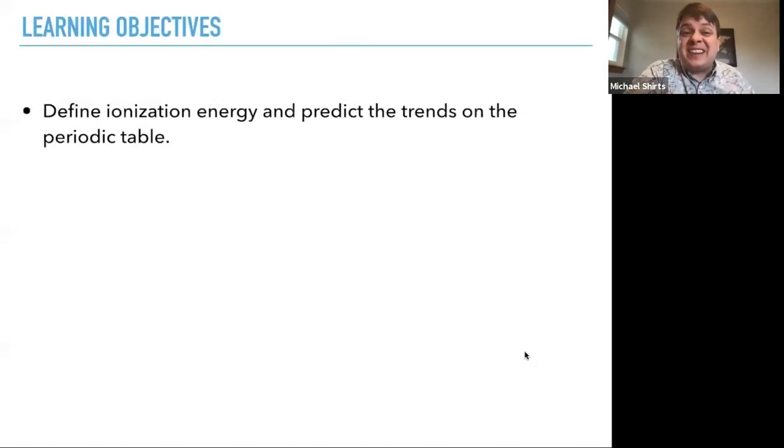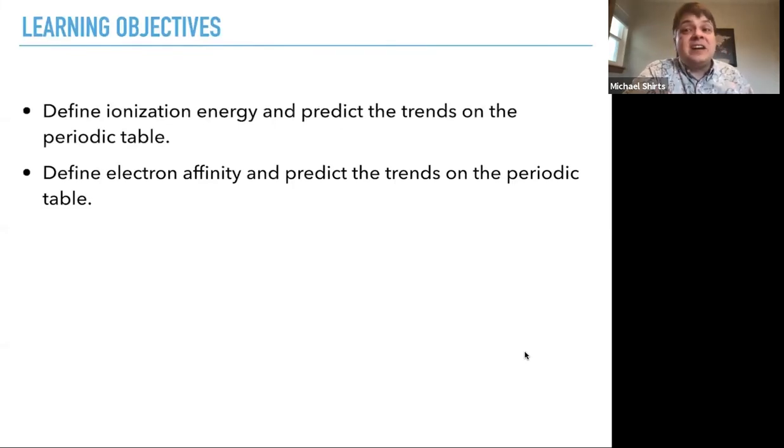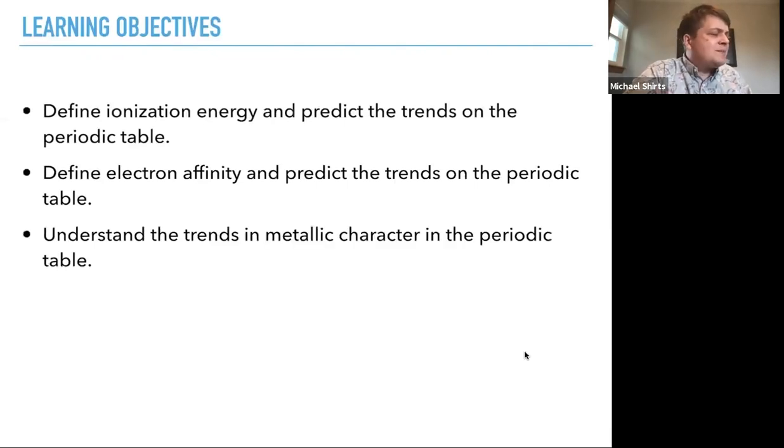We're going to talk about defining the ionization energy and predicting the trends in those in the periodic table. Defining electron affinity, subtly but importantly different from ionization energy, and predict those trends on the periodic table. And understand the trends in metallic character in the periodic table. Those are the three related topics we're going to talk about now.